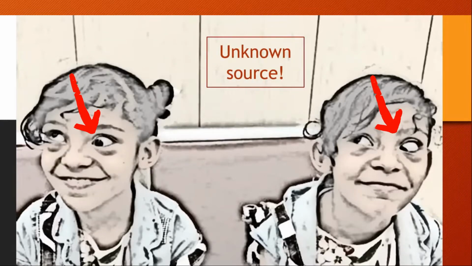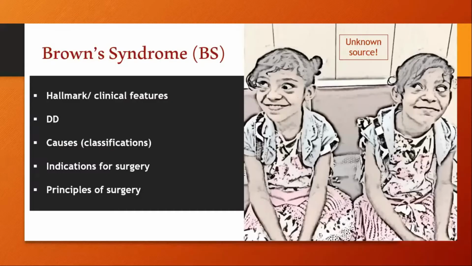But the main feature, as you said, Dr. Hasika, is limited elevation in adduction. Additional features are downshoot and widening on adduction. Is widening in adduction always there, ma'am? No, this is an additional feature. It's not an essential feature. It could be present or not.